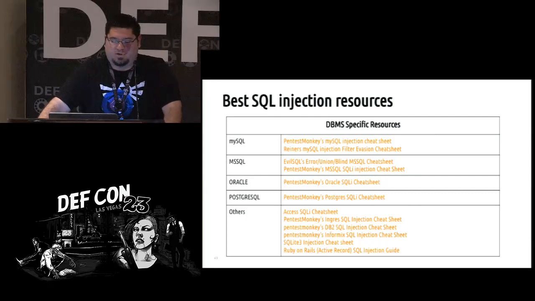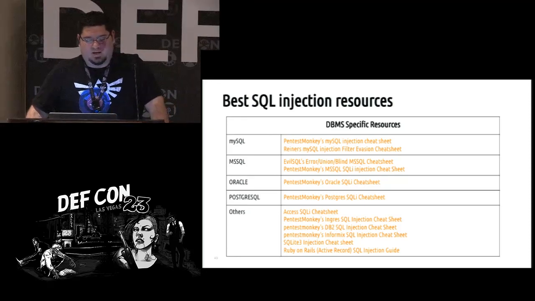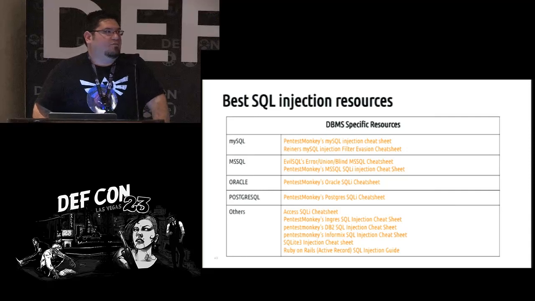So there are some really edge case ones at the bottom, like Access, which, God, who uses Access? That sucks. Ingres, DB2, Informix, SQLite3, and Active Record for Ruby on Rails.